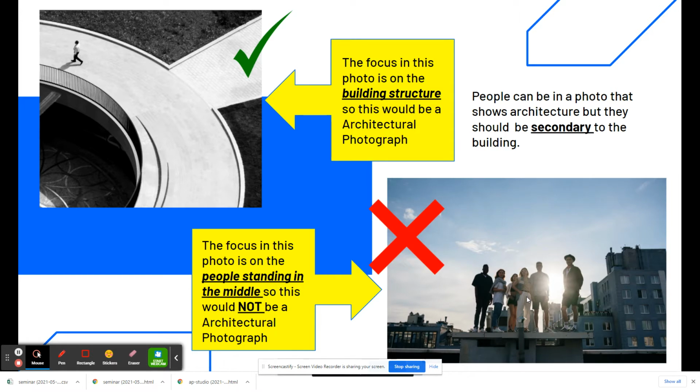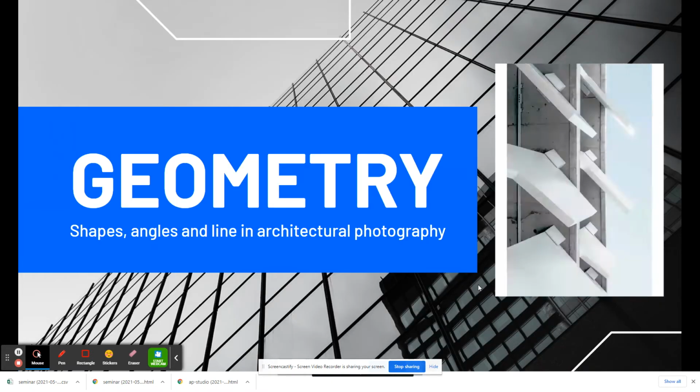So if you have pictures on your phone of buildings and there's some people in it, maybe they're secondary and the focus is on the building, then you're okay to use it. But if it's like this one, somebody standing in front of a building, that's just not going to work, because the reason you're taking a picture of that person is you're trying to get that person in the picture, not the building, right? So you've got to make sure whatever pictures you take, the focus is on the architecture, not the people or other objects around it, okay?